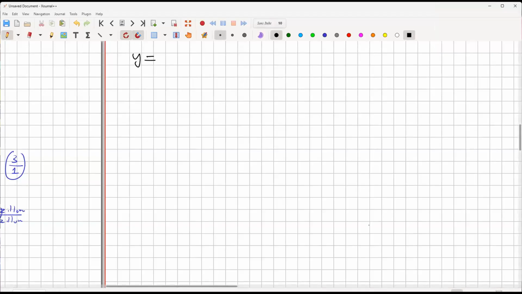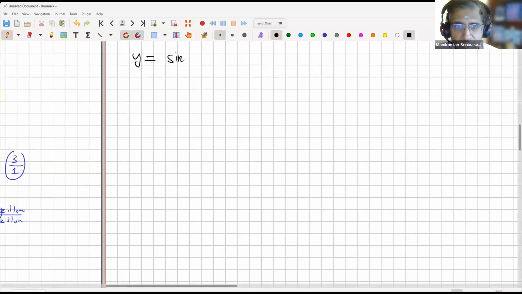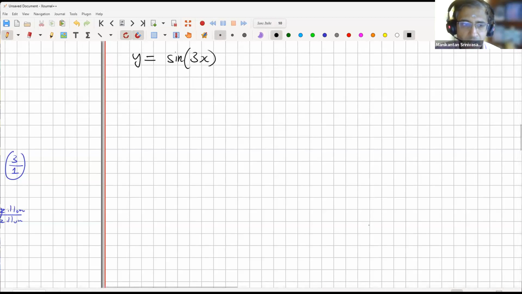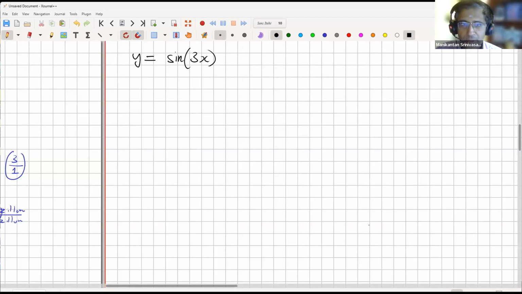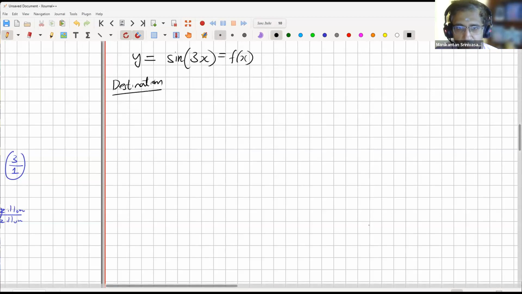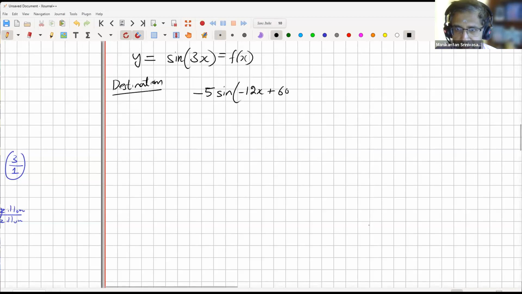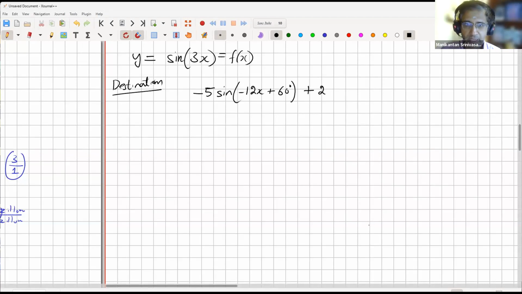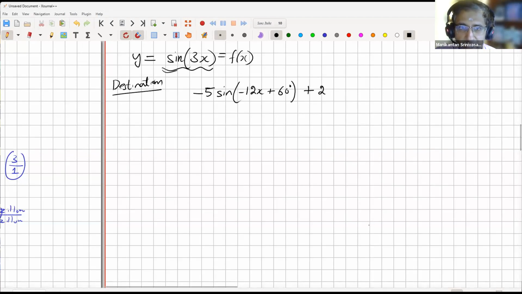Yeah. Okay, all right. So suppose I have y equal to sine of 3x. Suppose I want to go through a series of transformations. This is my f of x, right? And my destination is minus 5 sine of minus 12x plus 60 degrees, plus 2, something like this. I want to start with sine 3x and I want to arrive through a series of transformations here.